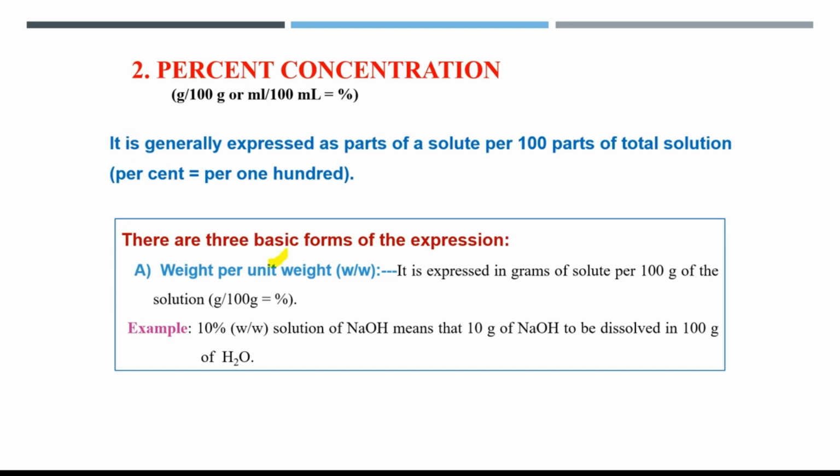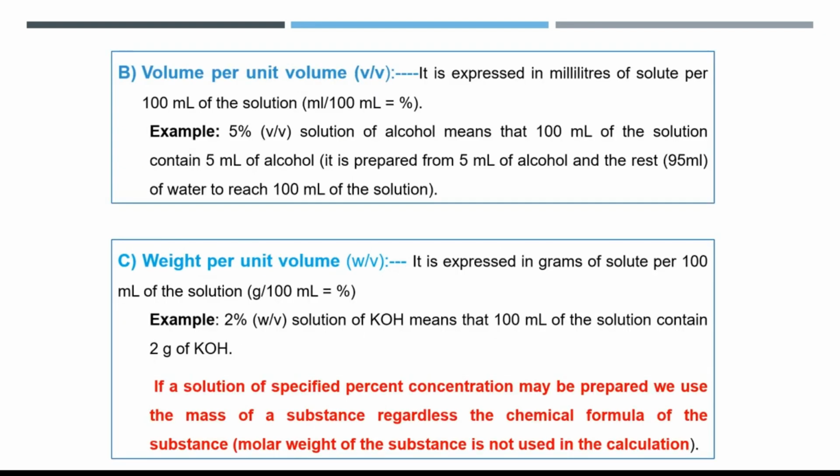A 10% weight by weight solution of NaOH means 10 gram of NaOH to be dissolved in 100 gram of water. Then volume per unit volume means it is expressed in milliliters of solute per 100 ml of the solution. So 1 ml in 100 ml. If you are going to prepare a 5% solution of alcohol, it means in 100 ml of solution 5 parts of alcohol will be added. So you will take 5 ml from the alcohol bottle and add the rest, 95 ml, and make it 100 ml total.